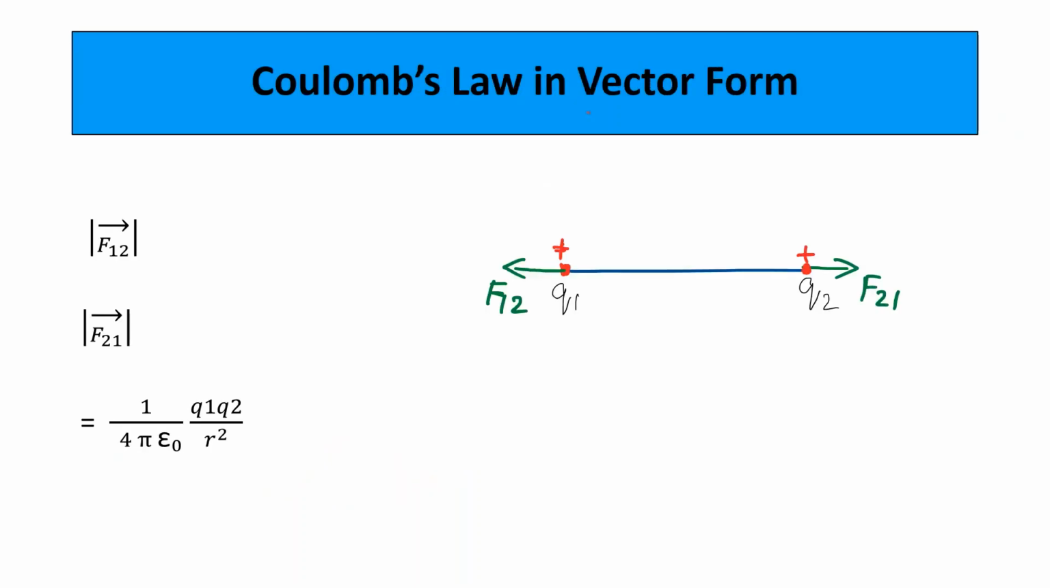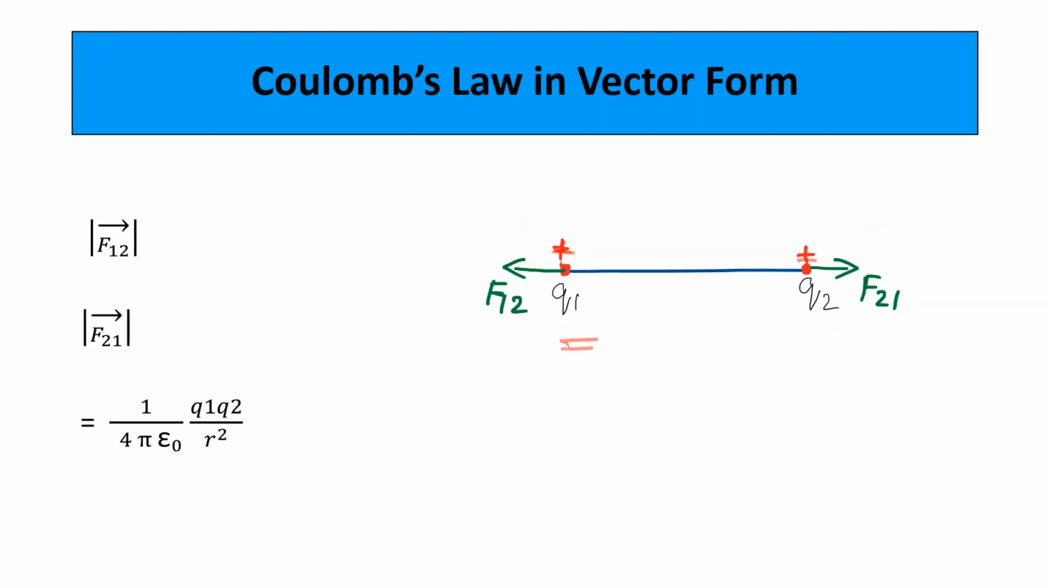What do you mean by vector quantities? Vector quantities have both magnitude and direction. Therefore, we will write Coulomb's law in vector form as force is a vector quantity. In vector form, you will be including the direction also in addition to the magnitude. Let Q1 and Q2 be two positively charged particles. Q1 is positive and Q2 is also positive. If you have two like charges, they will repel each other.